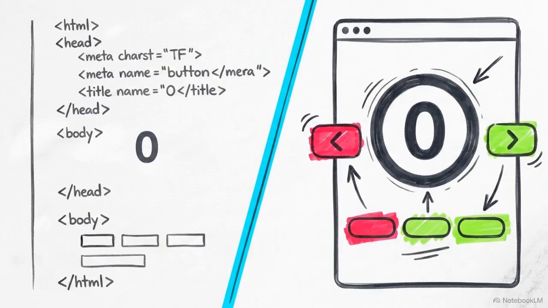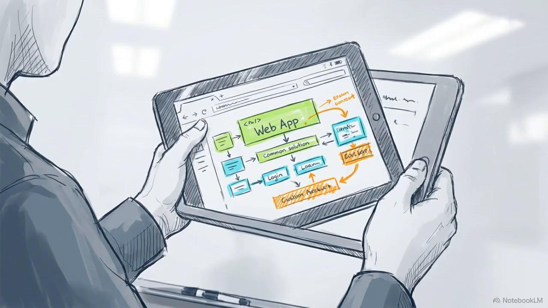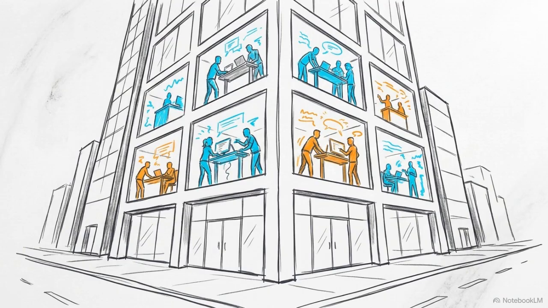This cyclical flowchart illustrates the core workflow we just completed. We initialize the state, we display that variable in our JSX, and we trigger the setter function based on user actions. The setter forces React to redraw the screen, closing the loop. Mastering this stateful logic allows you to build React interfaces that respond to user input in real time, which is the core requirement for building modern web applications.